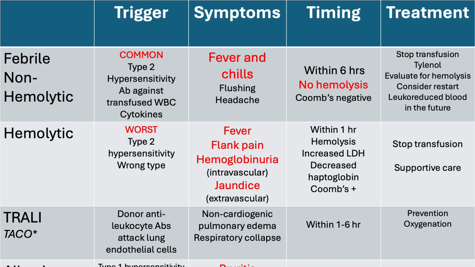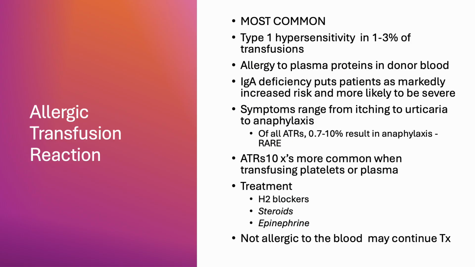Now let's discuss the other possible transfusion reactions, because there's a lot more. And God willing, ABO incompatibility will never come up in your career. Let's start with the allergic transfusion reaction, or ATR. This is the most common transfusion reaction. It is a type 1 hypersensitivity reaction and occurs in 1 to 3% of transfusions. It's an allergy to plasma proteins in the donor's blood. So, in fact, the person is not allergic to the red cells.